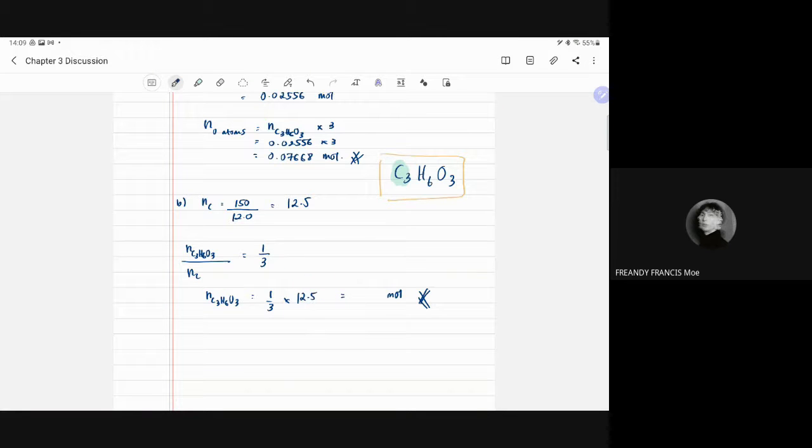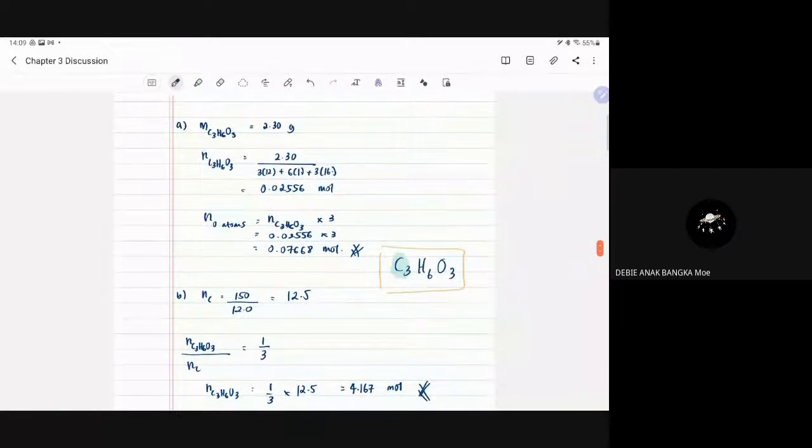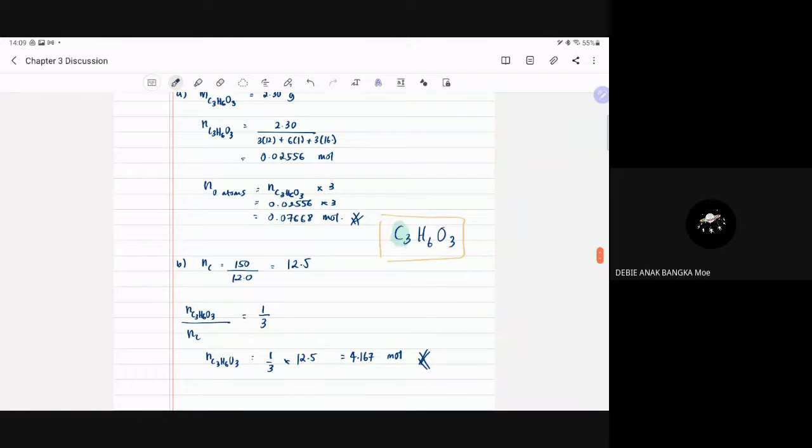12.5. So, 1 over 3 times by 12.5 divided by 3. Jawapan kamu sepatutnya 4.167 mol. Betul tak? Did you get this answer? Yes. This is the answer kan? Sorry, saya silap tadi kat atas, tak perasan. Thank you for pointing that out. Okay. So I think this should be clear now.